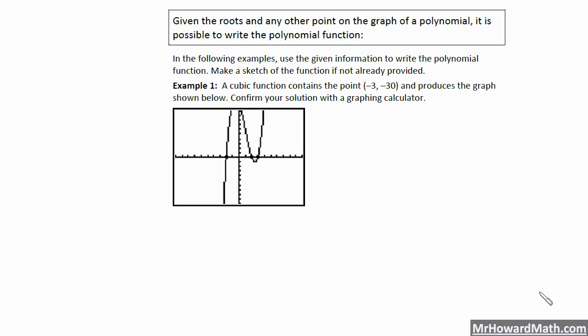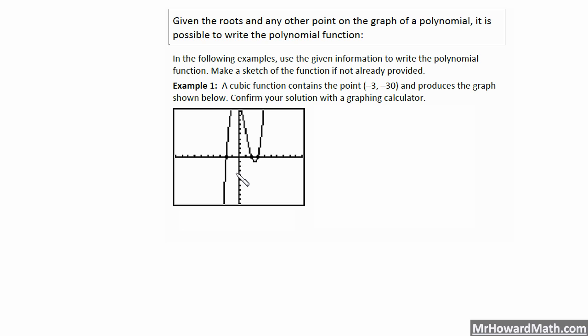Hello, I'm Mr. Howard. In this video we're going to be creating polynomial functions, and given the roots and any other point on the graph of a polynomial, it is possible to write the polynomial function. So that's exactly what we're going to do today. In the following examples, use the given information to write the polynomial function. Make a sketch of the function if not already provided.